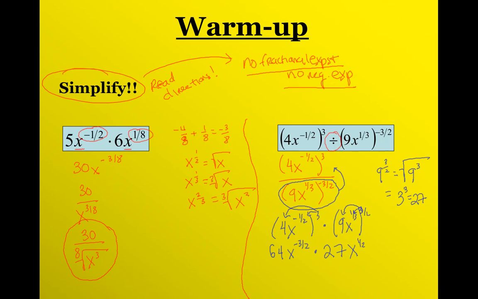Right? Now it looks really similar to this first one we started with. So what is 64 times 27? That's 1728. So 1728 x to the power of negative 3/2 plus 1/2 is -2/2, right? You're going right on a number line. -2/2 is just -1. And then we talked about that over here too, right? I can just move that, and we talked about this with rational functions. I can just move that to the denominator, divided by x, and that is my answer. I don't need to say that it's x to the first power.